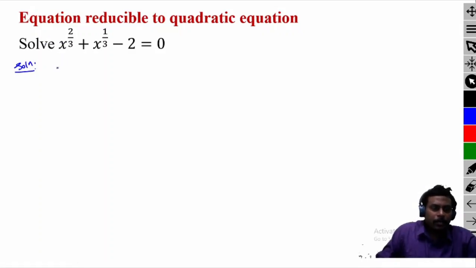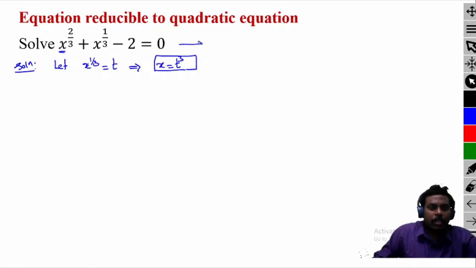Now let us take a substitution. Let this quantity, that means x to the power 1 by 3, is equal to t. This implies x is equal to t cube. Let us keep it aside. Now we are taking x to the power 1 by 3 is equal to t. We call this equation 1.